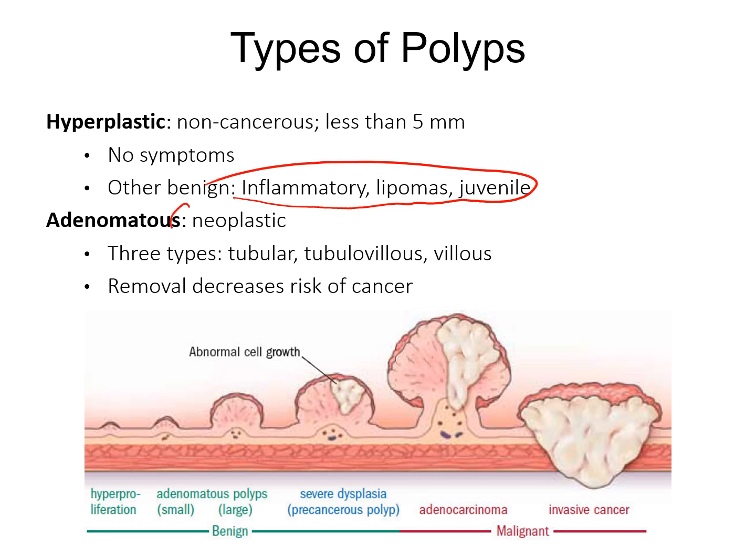Adenomatous, aka neoplastic. There are 3 types. That means that they are high risk for cancer. If you remove them, it decreases the patient's risk for cancer. But remember, all polyps should be removed.